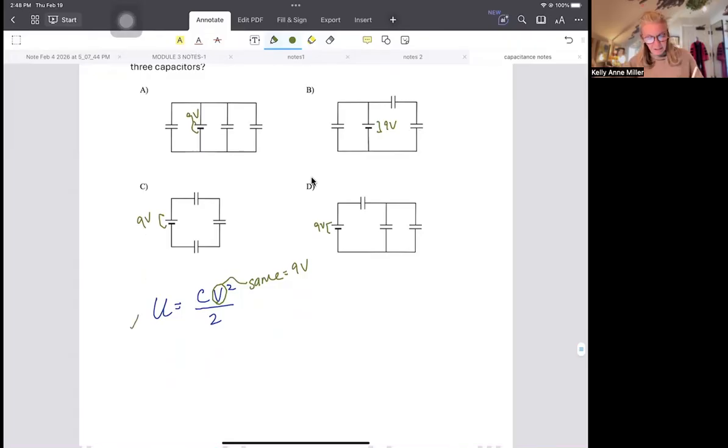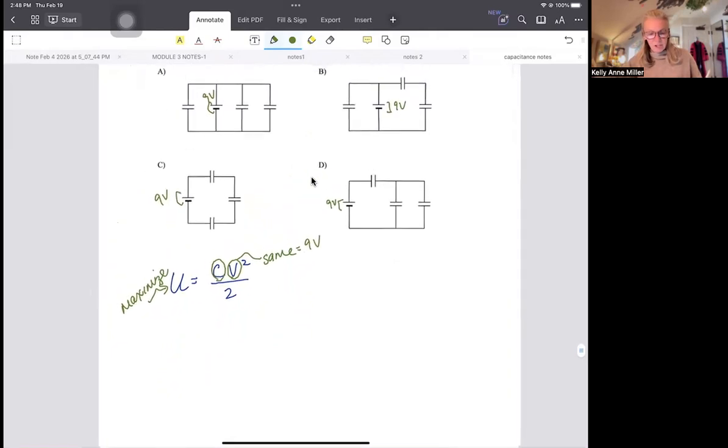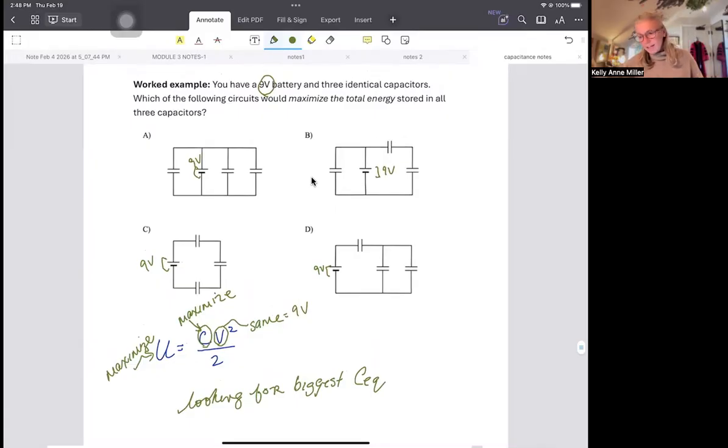So our job is to maximize the energy. We want to know which configuration is maximizing capacitance, right? We want to maximize capacitance. Okay, so we're looking for the biggest equivalent capacitance.